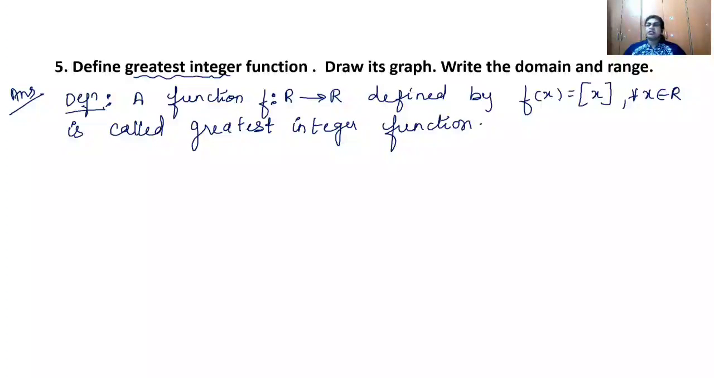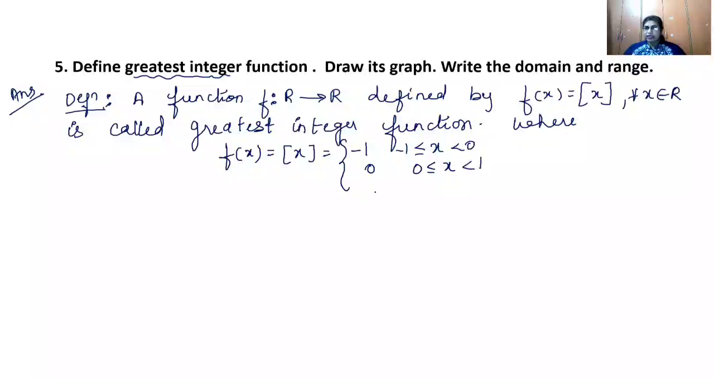Let us understand what this square bracket is. Where f of x is equal to the square bracket of x, and that answer is equal to -1. I'm giving you the example. -1 for x greater than or equal to -1, less than 0. 0 for x greater than or equal to 0, less than 1. 1 for x greater than or equal to 1, less than 2. Let me make you understand how I got this.